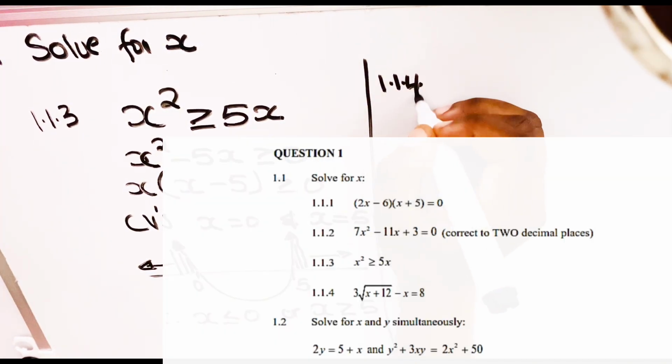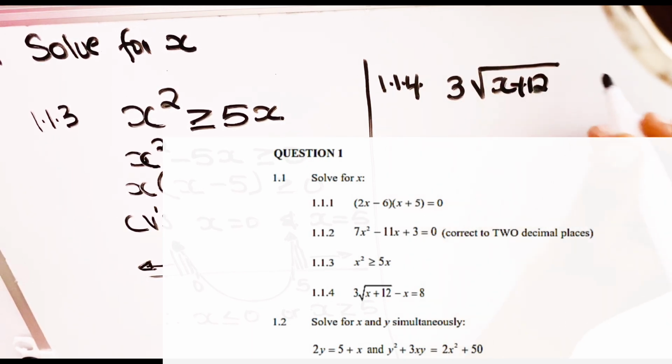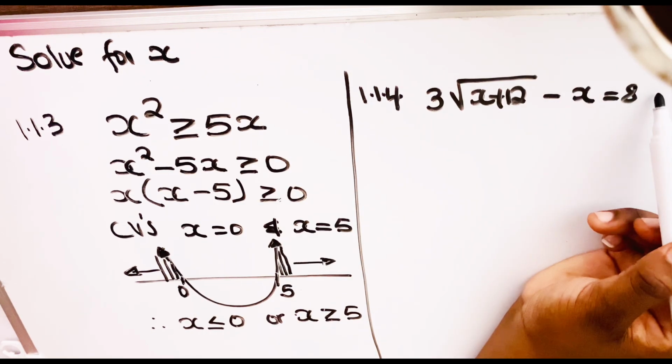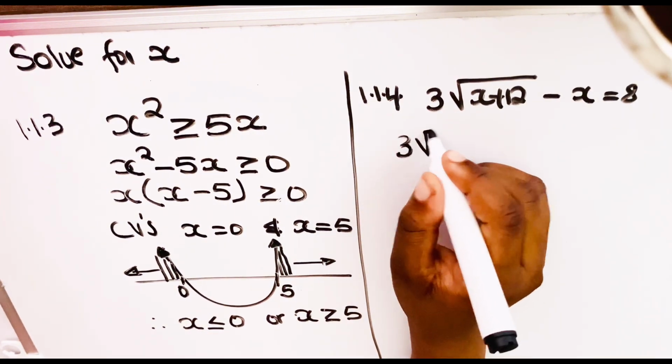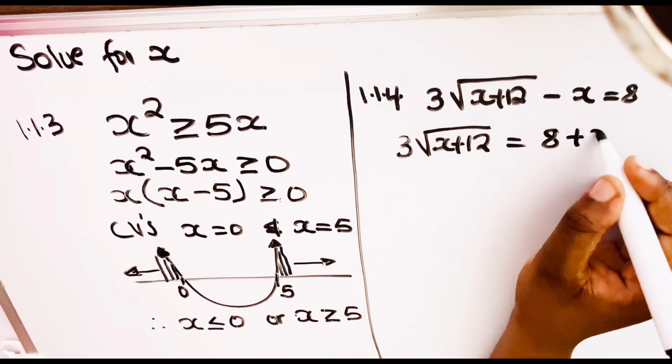It's 1.1.4. It's 3 root x plus 12 minus x is equals to 8. So we solve this kind of equation by means of introducing the square both sides. But before you can introduce the square both sides, you have to make sure that the square root is isolated from any value. So now we have to take this x to the right hand side so that you can remain with the square root in this side. So it's 3 root x plus 12 is equals to 8. The x will become positive.